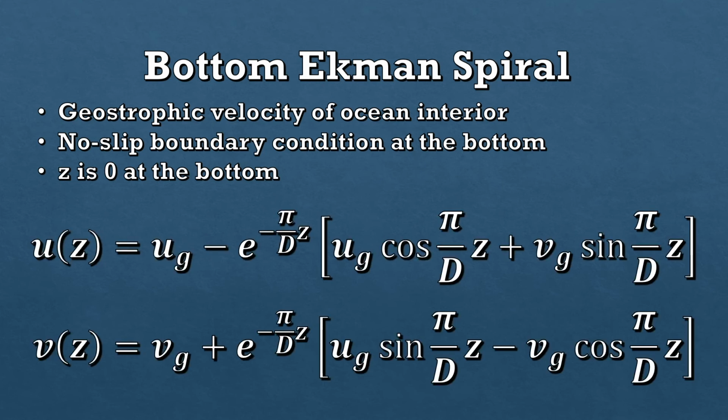Anyways, the equations look like this, and for the plots I use the same values for f and k to calculate d as before. We take 0.1 meter per second for the geostrophic flow in the x direction and assume that there is no geostrophic flow in the y direction, which simplifies the equations. Now, let's get straight to the plot.